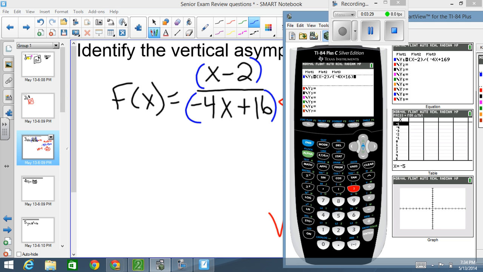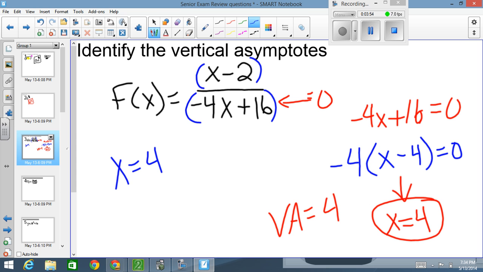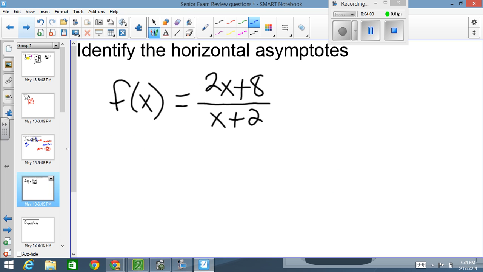Alright? And now, if I go to my table, I'm looking for where my y value is an error. Because when I see a y value that's an error, that means I have that vertical dotted line that the graph cannot cross over, or there's a hole at. And in this case, if you go down on your table, you can see when the x value is 4, the y value is an error. So that's a different way where you can say my vertical asymptote is at x equals 4. 2 different possibilities there. It's up to you.